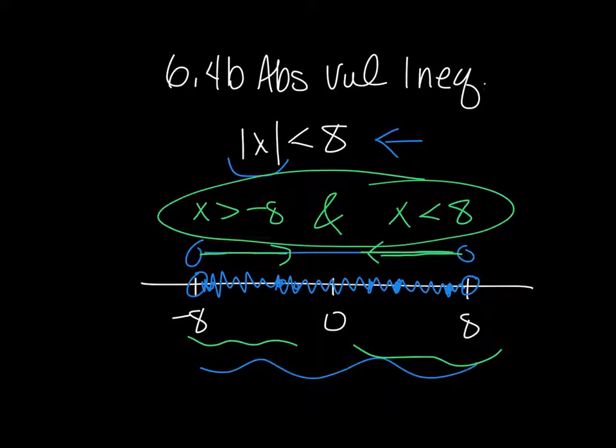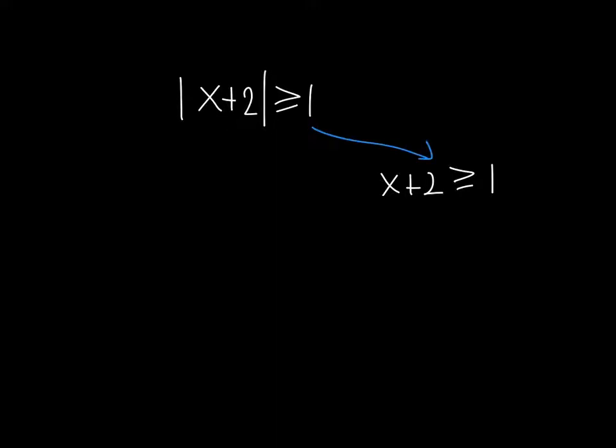So let's try one that's a little bit more complicated, because that was just an x inside. Let's look at this one: the absolute value of x plus 2 is greater than or equal to 1. Like I said, we're going to separate it into positive and negative, just like before, but we're going to do the switch for the negative. So I still write x plus 2 is greater than or equal to 1, exactly what I had without the absolute value, and we'll solve that one.